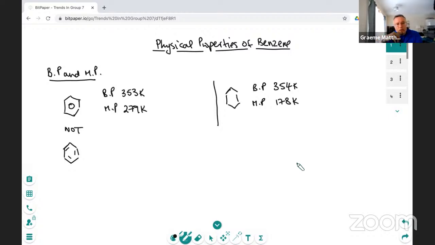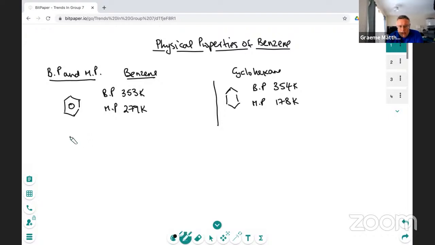So here's benzene on the left, and here's cyclohexane on the right. Benzene versus cyclohexane, and what they want to know quite simply is, why is the boiling point similar, number one, and why is the melting point totally different? So what you want to do then, chemists, is recall what we talked about last week.